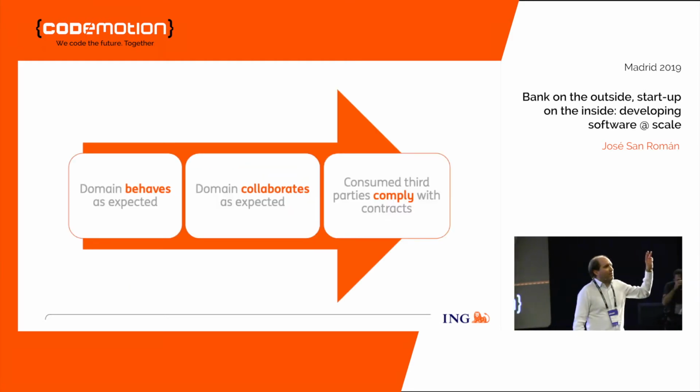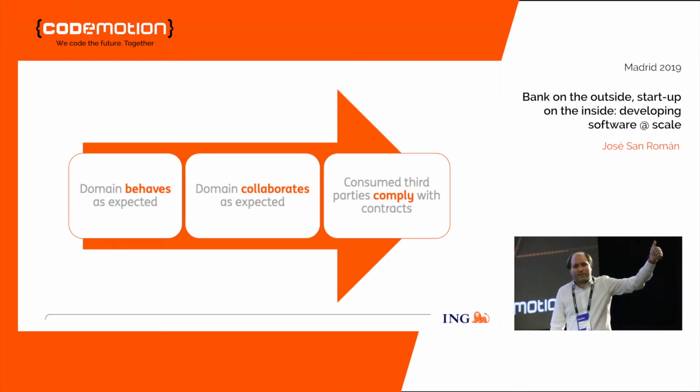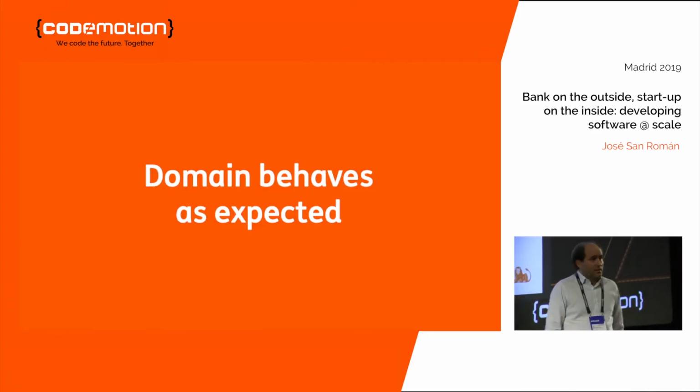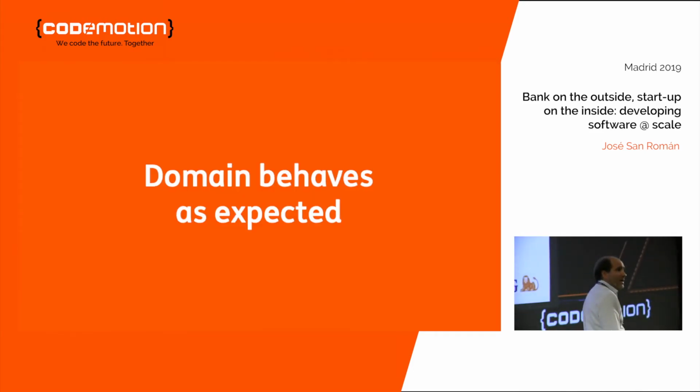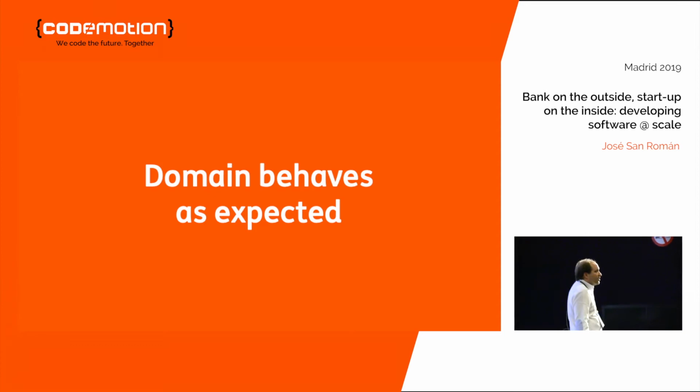We need to check 3 things. Actually, there are 4. We need to check that the domain behaves as expected. We need to ensure that the domain collaborates as expected. And we need to ensure that consumed third parties comply with the contract, so we're validating our mocking assumptions.